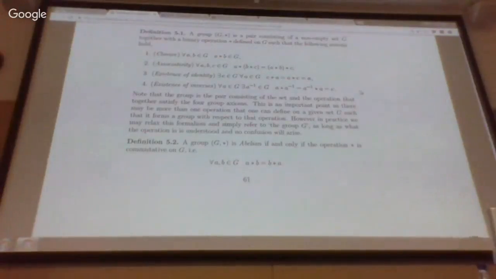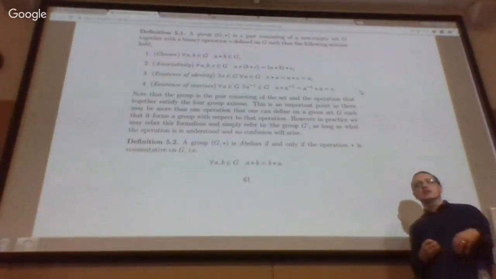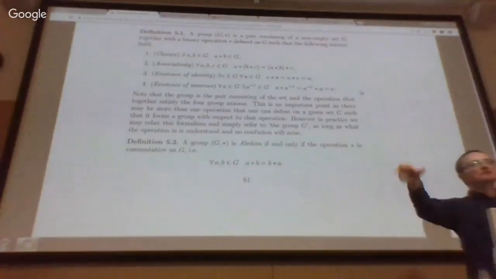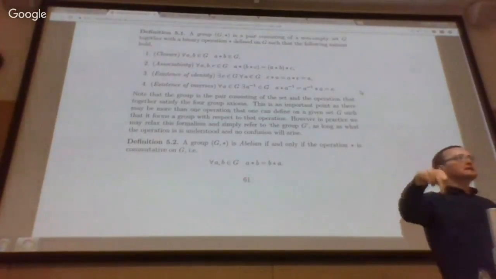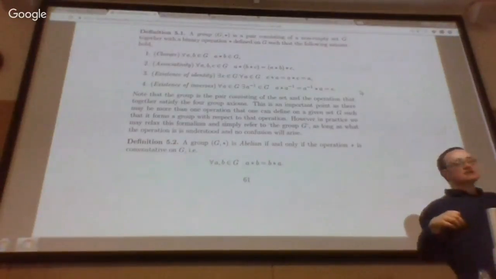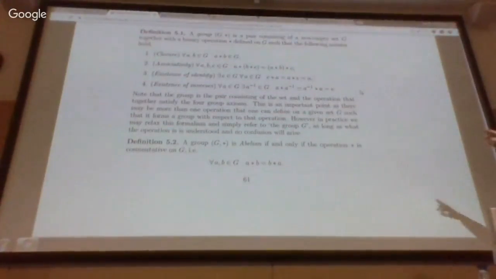The first axiom is called the closure axiom, and that says that whenever you take two elements A and B in G, the value of the binary operation on A and B, A star B, is always an element of the same set. We refer to that property as saying that the set is closed under the operation. You take two elements from the set, perform the operation with them, and the value you get is present in that set, not outside of the set. It is present in the set G.